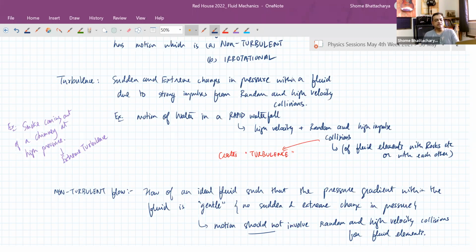And irrotational is, as the name suggests, fluid elements should move in such a way that their motion is purely translational. There is no rotation about their own axis happening.